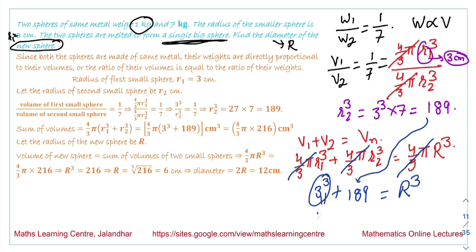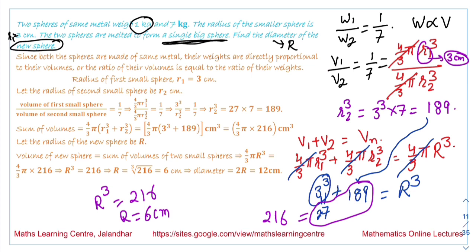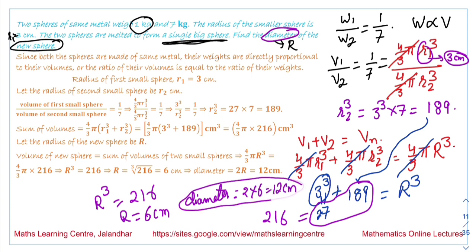So 3 cube is equal to 27. On adding both these values, 189 plus 27, we get 216. So R cube is equal to 216, and the value of R is 6 centimeters. What we have to calculate is the diameter of the new sphere. So the diameter is 2 times 6, which is equal to 12 centimeters. This is the diameter of the new sphere.